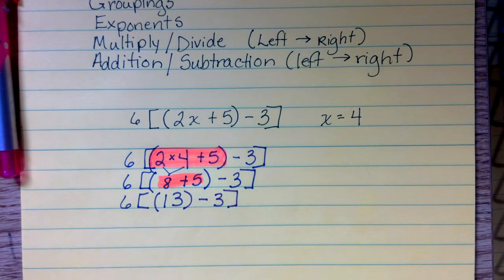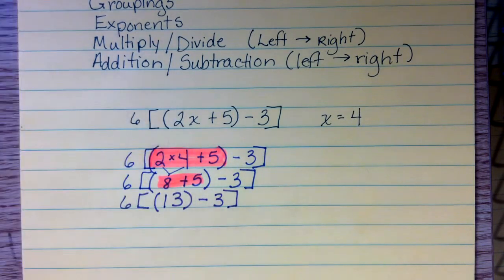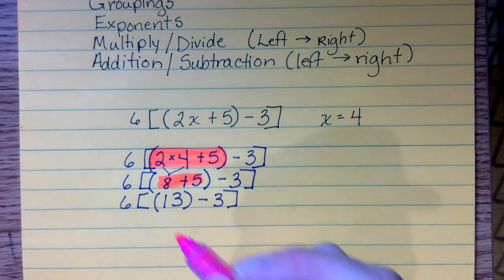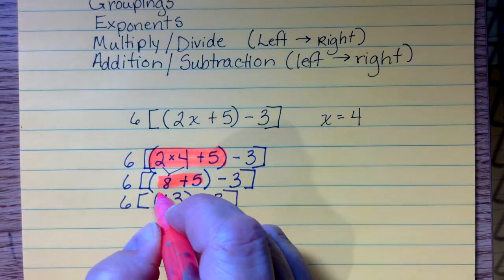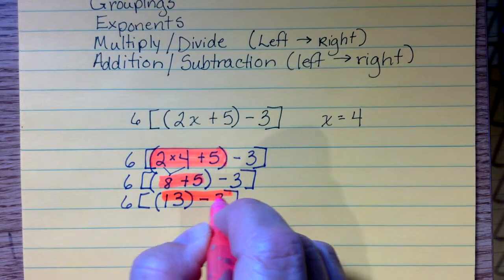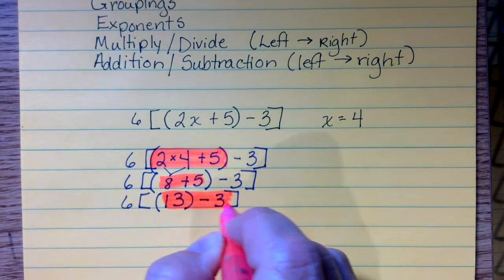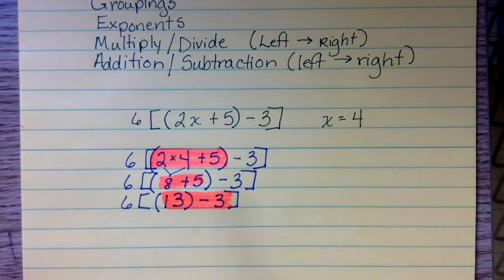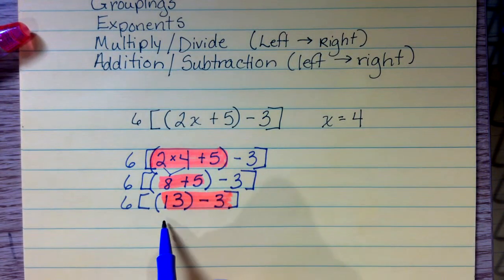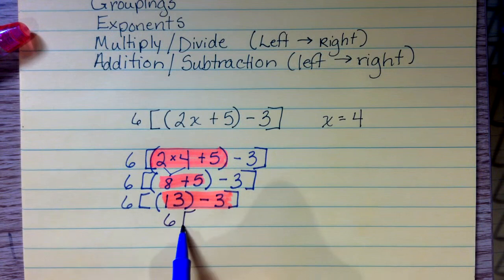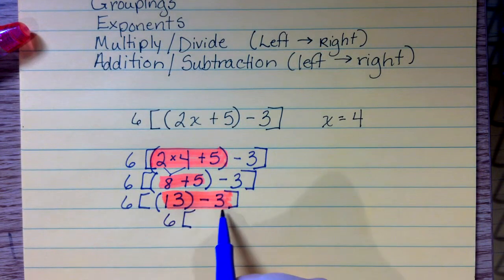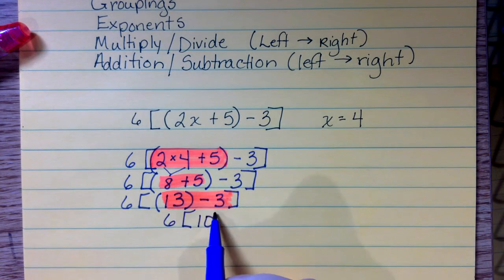Since we've done what was in parentheses, now we have to expand a little bit further and do what's inside the bracket. The bracket comes next. We always work from the inside out. Now we can do 13 minus 3. Our expression becomes 6 times 13 minus 3 is 10.